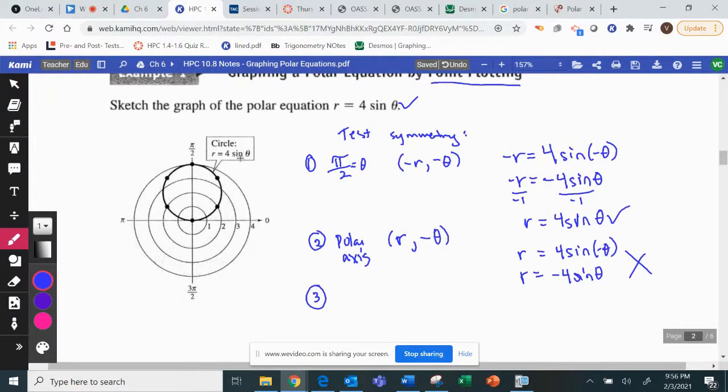the testing of the symmetry. And then 3, this is the pole itself, and we're going to use -r, theta. So I put in -r, we would have 4 sine theta, and there's no way to change this to make those equivalent, so it is not symmetric on number 3 either. So it only has symmetry on theta equals pi/2, which is this line right here. And then as you find some of these points, you can automatically go ahead and reflect those. You have less to do.